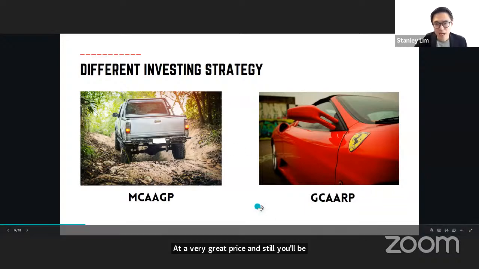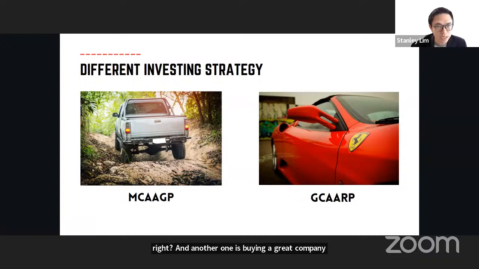And another one is buying a great company, which is what Charlie Munger pushed him to do later on in his investing life in Berkshire.